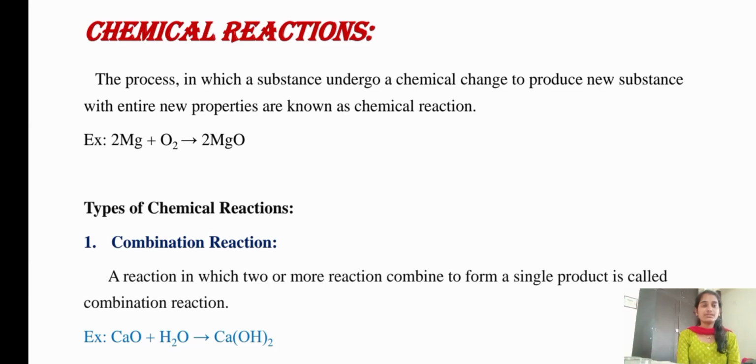Today we discuss chemical reactions and types of chemical reaction. Definition of chemical reaction: the process in which a substance undergoes a chemical change to produce a new substance with entirely new properties is known as a chemical reaction. Example: magnesium reacts with oxygen to form magnesium oxide.